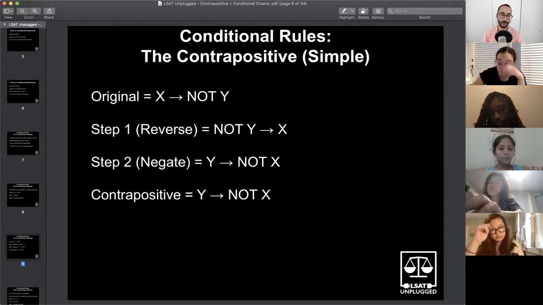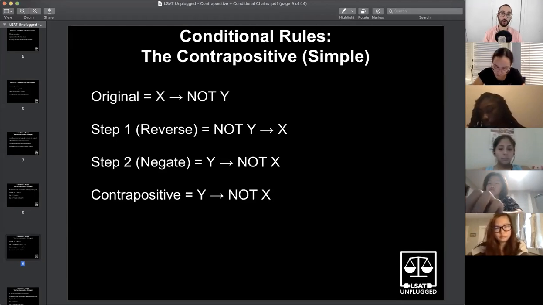Again, this is the simple example. It's useful to be able to do it though. It can get more complex, but this is a great starting point. Typically, people will reverse and fail to negate, or they will negate and fail to reverse, neither of which is acceptable, neither of which would give you a result equivalent to the original in meaning.